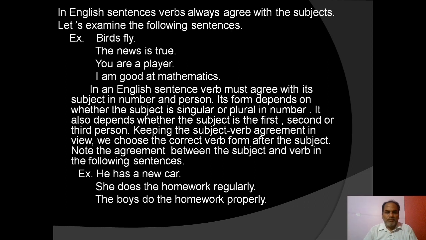For example, he has a new car. We used here has. Why? Because your subject is he, third person singular number. She does the homework regularly. And does is used only because your subject is he, she, the third person singular number. And the boys do the homework properly. You know, the boys is plural and the third person plural number, so the verb is also plural.